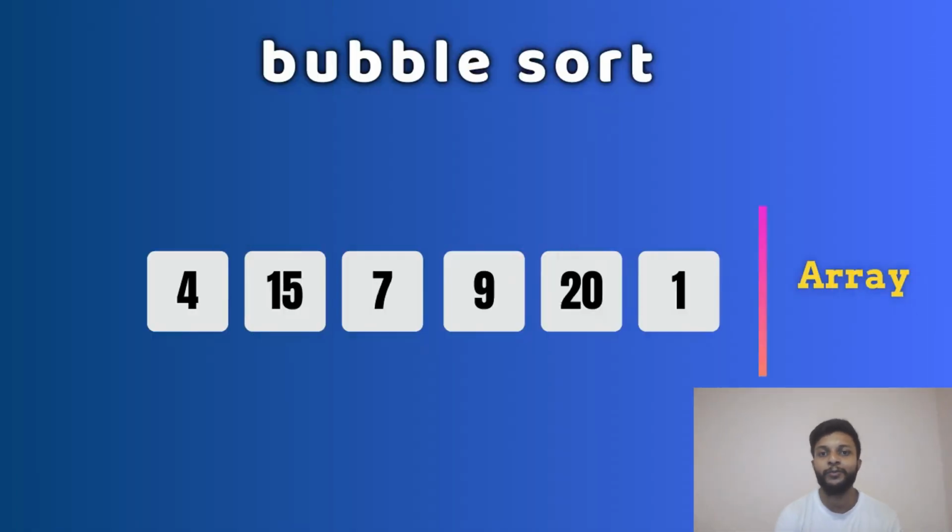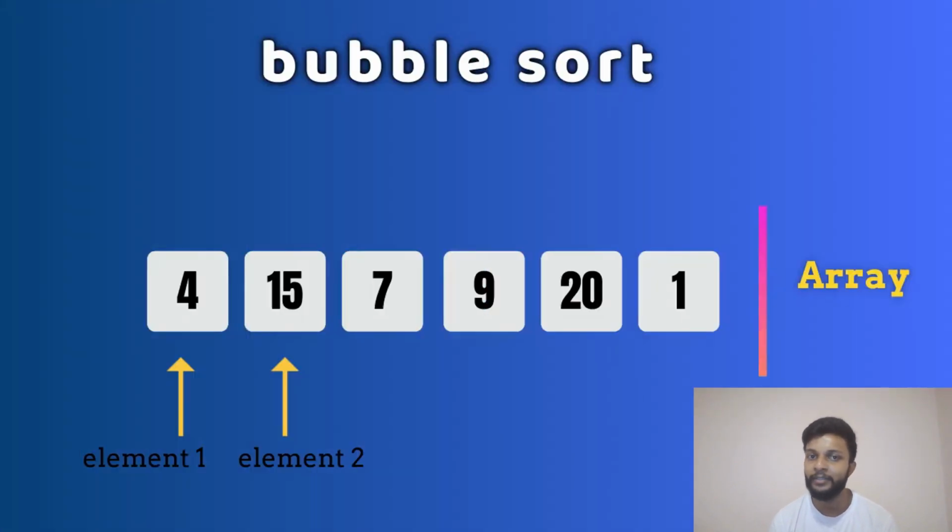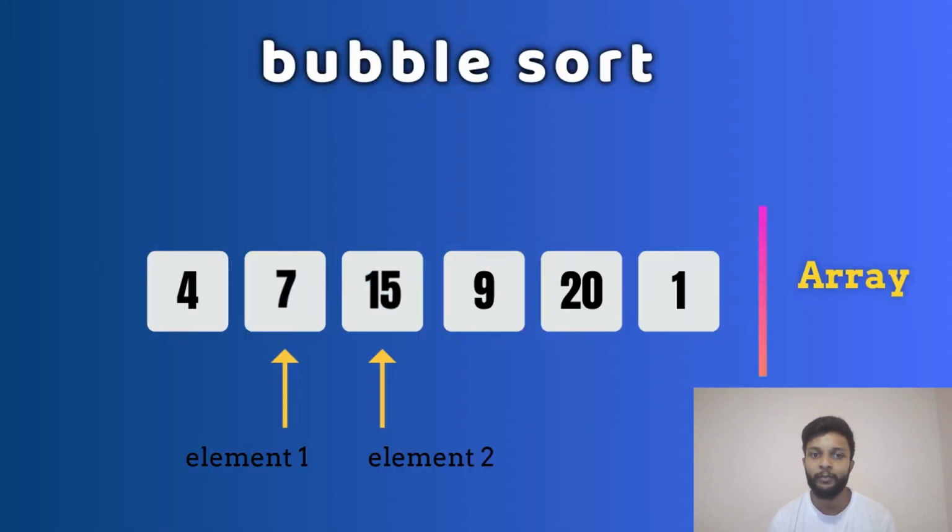Let's see how bubble sort works with a visual example. For this, I would like to get an array with 6 elements. 4, 15, 7, 9, 20 and 1 are the elements of my array. At the start, we have to compare the first two elements. In my array, 4 and 15 are the first two elements. 4 is less than 15, so we do not swap them.